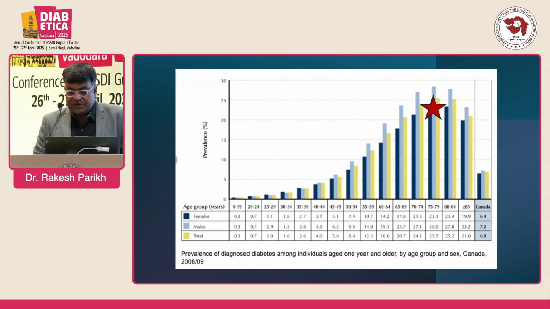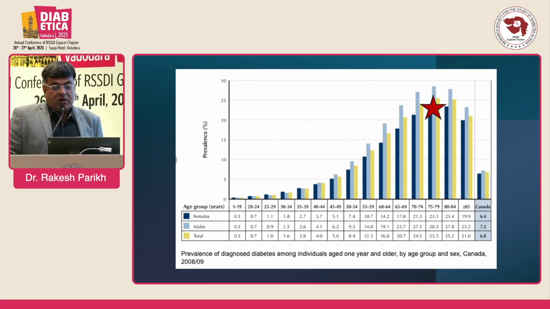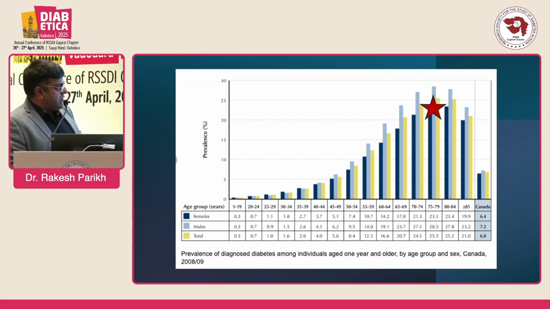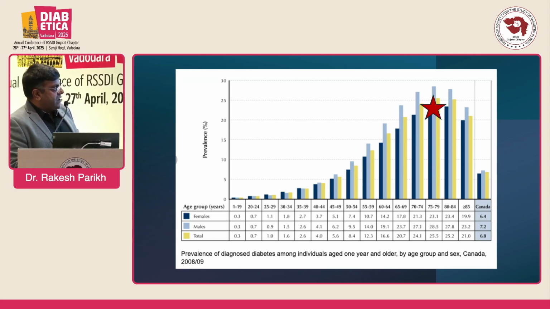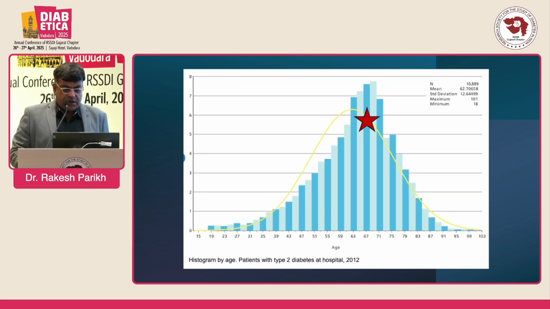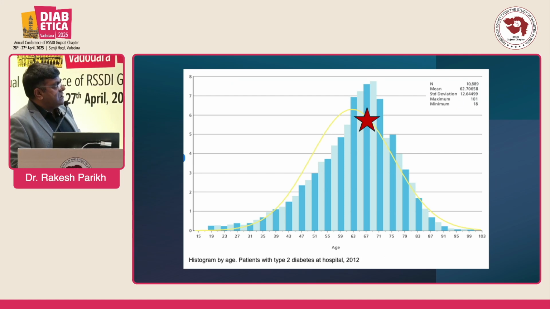I'll start my presentation with this slide, which is of the age distribution curve of type 2 diabetes, published in 2008-9 from Canada. What you can see here is that the peak is at 75 to 79 years. So type 2 diabetes was more common in the elderly population at that time. There is another published study from the Swedish registry, and here the peak has shifted to somewhere around 67 years. This was published in 2012.